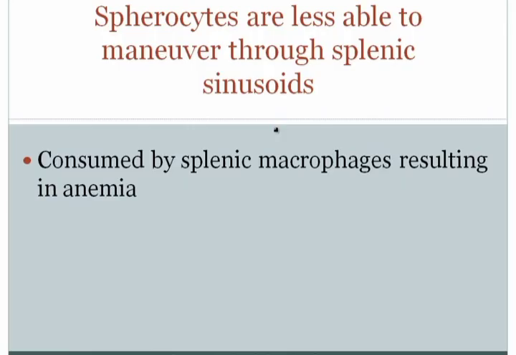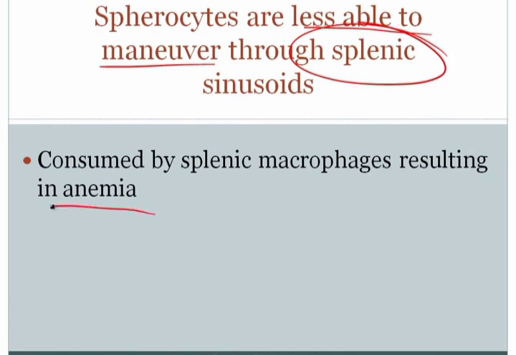In the end, once you get spherocytes that are very small, they'll be less able to maneuver through the spleen. And when they're less able to maneuver through the spleen, they'll be consumed by the spleen, which will then cause the anemia. Otherwise stated, there really is no problem with having spherocytes. The real problem is the fact that eventually the spherocytes will become less able to maneuver through the spleen. And again, so the spleen will consume them.